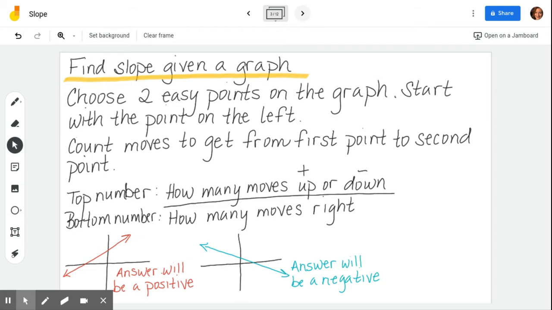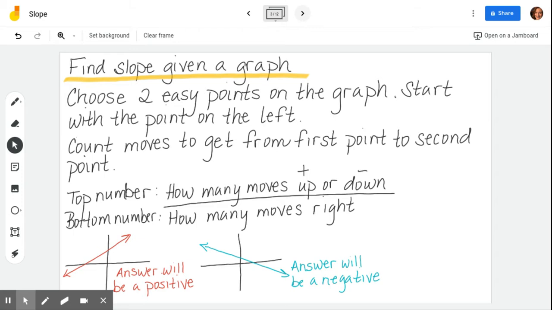Pick two of them. Start with the one that you pick that's furthest to the left. You're going to count how many moves it takes to get from that point to your second point that's more to the right. You want to see how many you go up or down. That's going to be your top number. Positive if you move up, negative if you had to move down. Your bottom number is how many you ran over to the right. Rise over run. There's pictures there at the bottom.